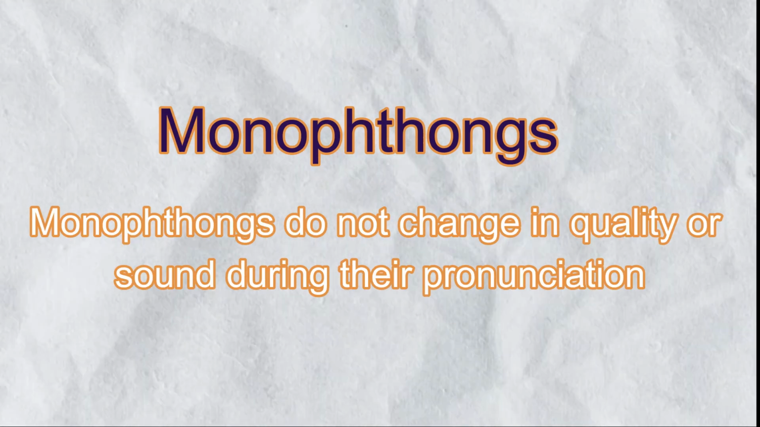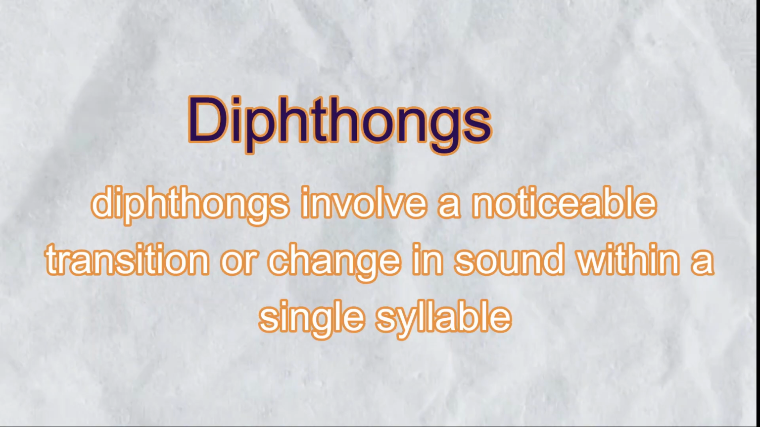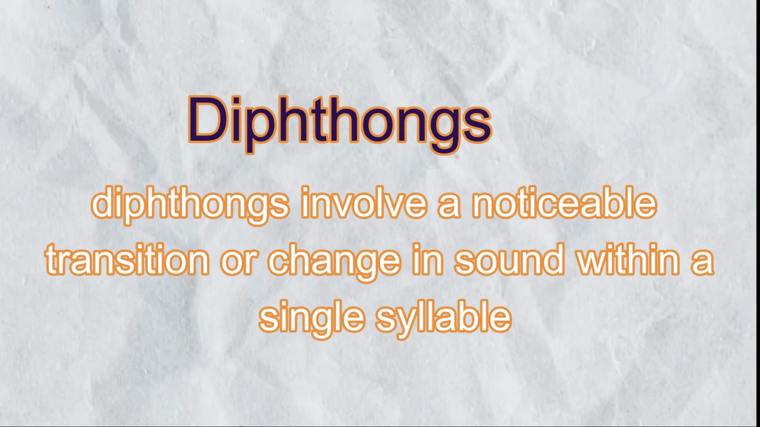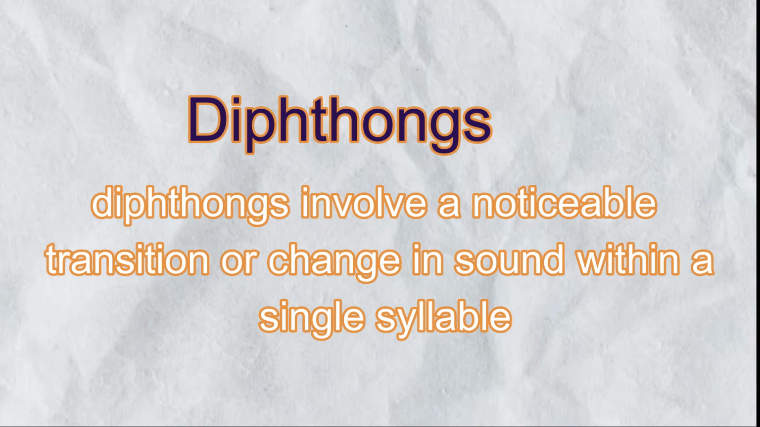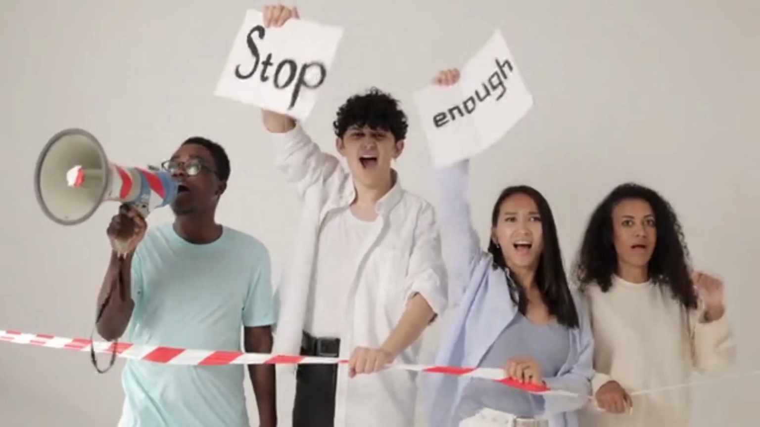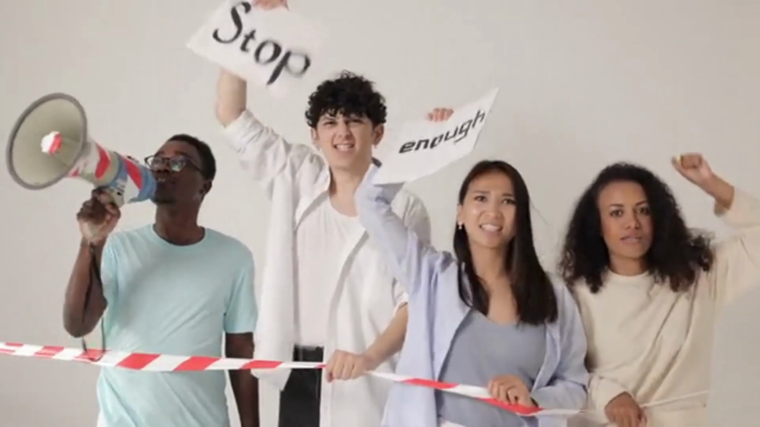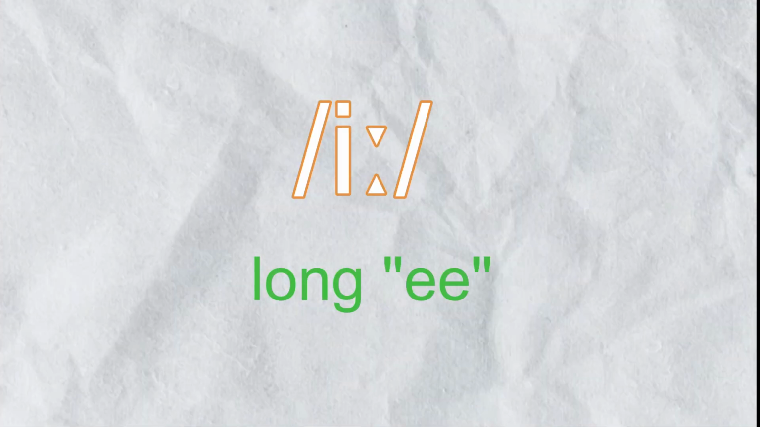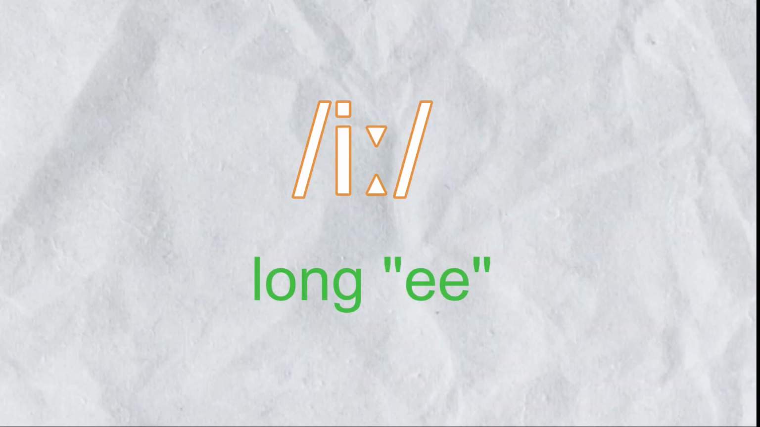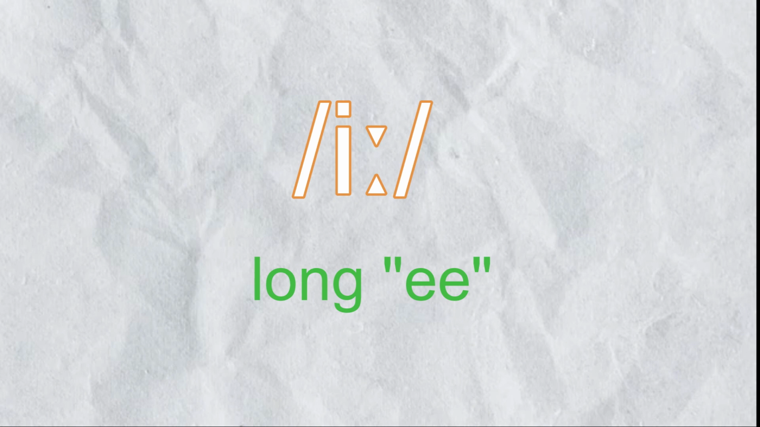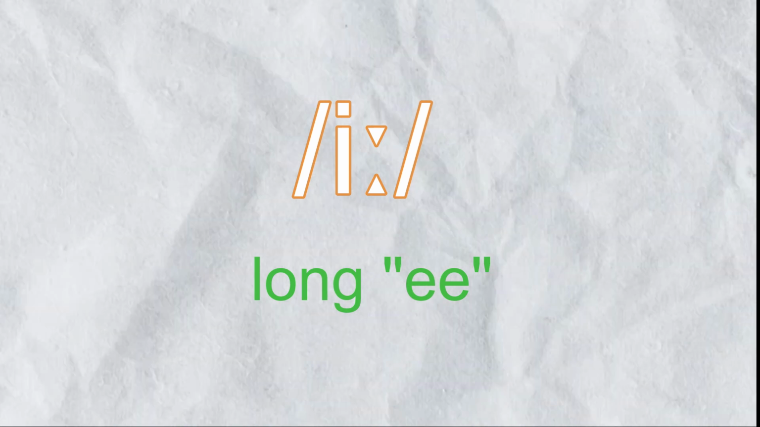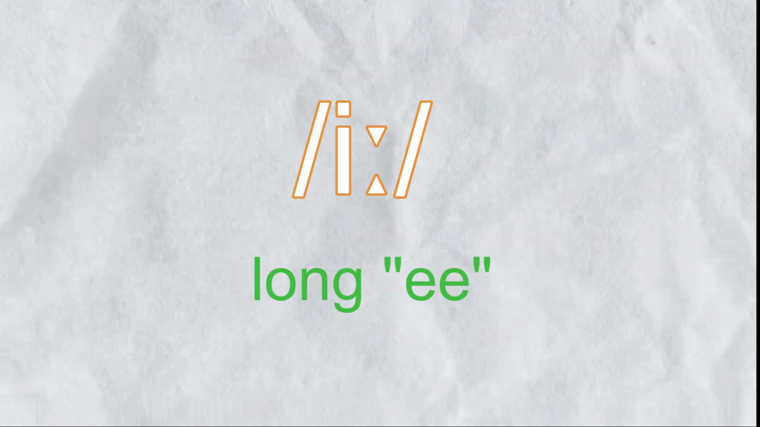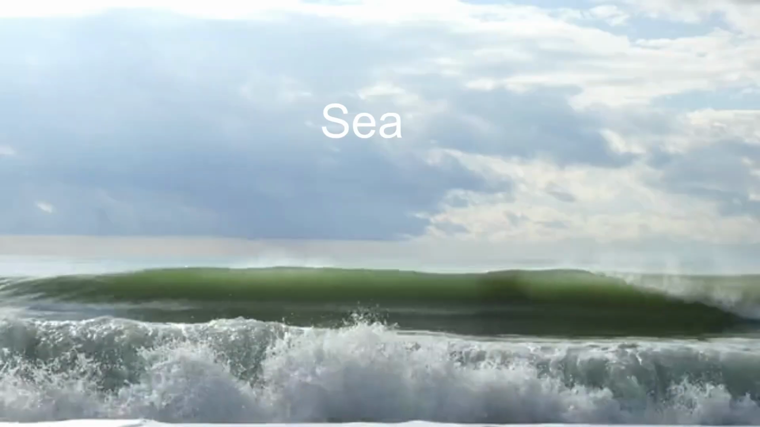Monophthongs do not change in quality or sound during their pronunciation, while diphthongs involve a noticeable transition or change in sound within a single syllable. Well, enough of that. Let's get basic. Number 1 is the long E sound. I'm just going to put up the phonetics of these words so we can see how they look. Some examples of words which have the long E sound are sheep and sea.